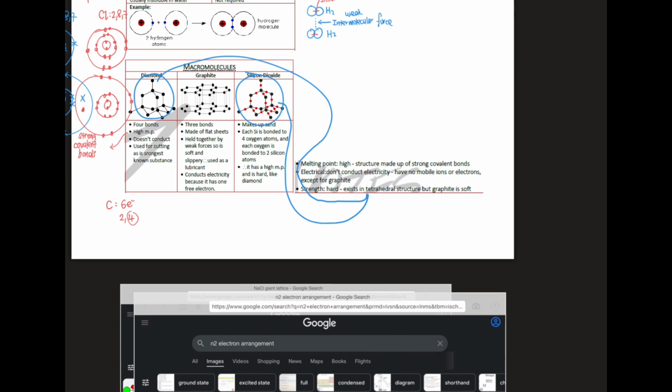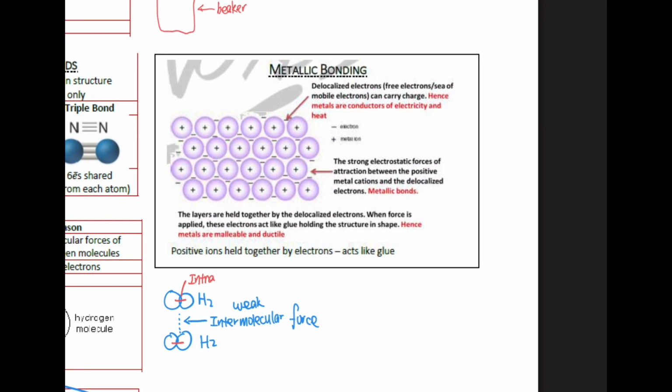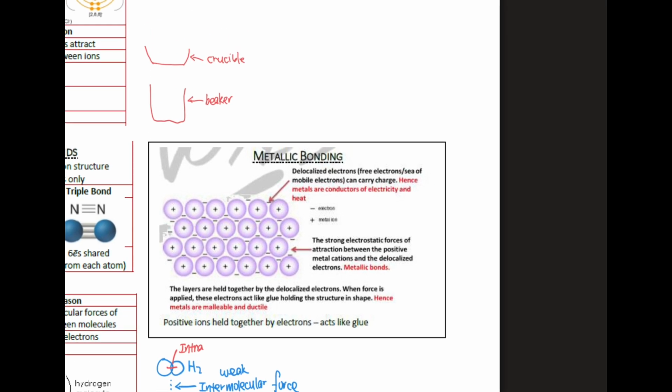Now, metallic bonding. Okay, metallic bonding, you can see here positive and negative. For example, let's say sodium is a metal, we know that. So sodium, which is 2,8,1, will change to sodium ion, which is 2,8. 1 electron will come out. So the positive here is like a positive metal cation. The negative is the electrons.